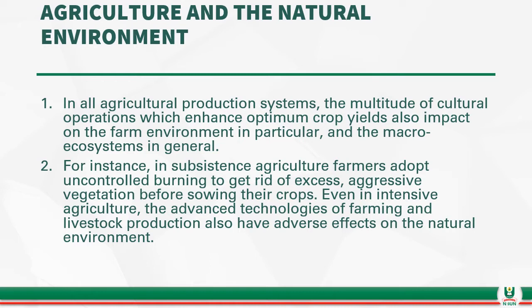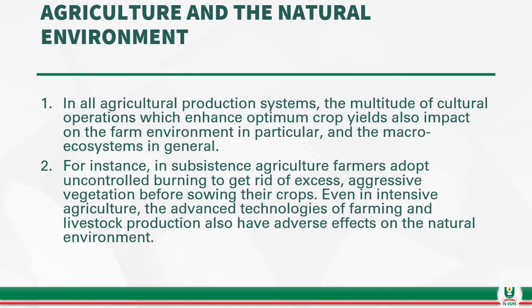What this is trying to say is that all the operations involved in planting, in cropping, in farming, there are so many operations that are involved, starting from the clearing of the land to burning to making ridges. All these operations have impact on the farm environment and also on the macro ecosystem. These operations have a way of changing the ecosystem.